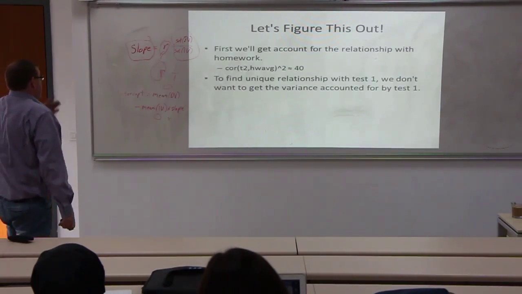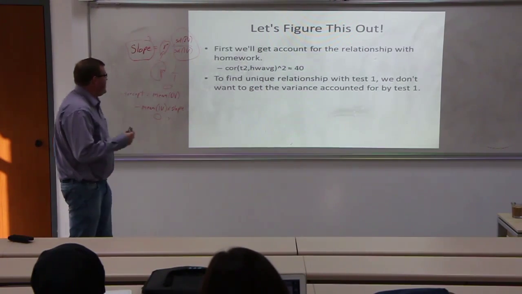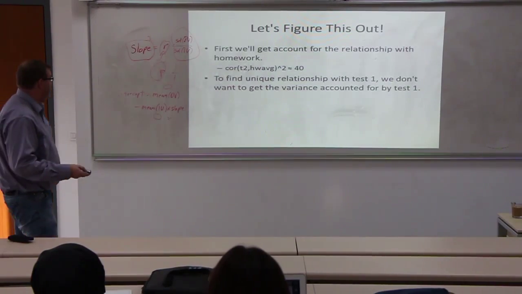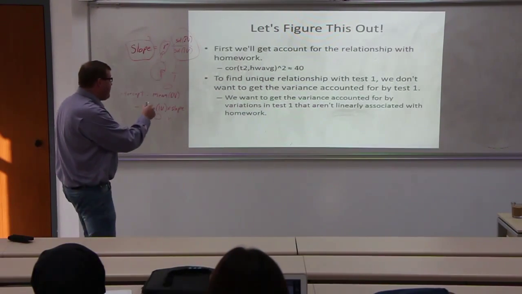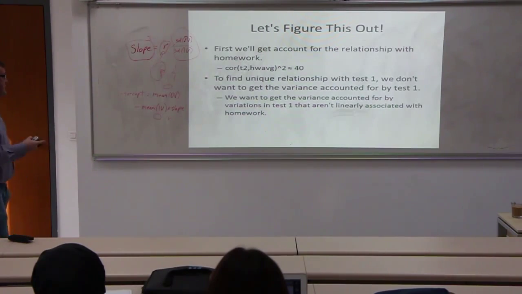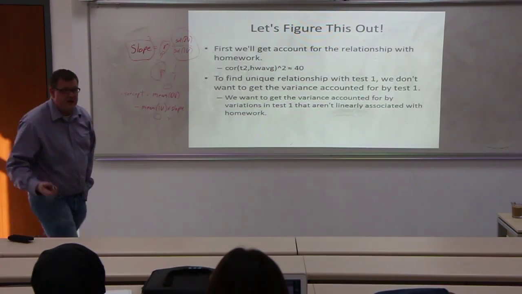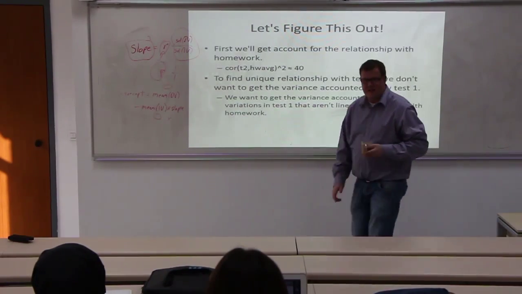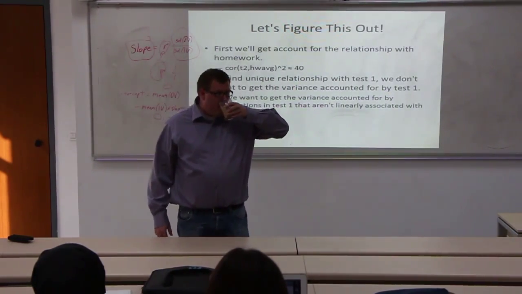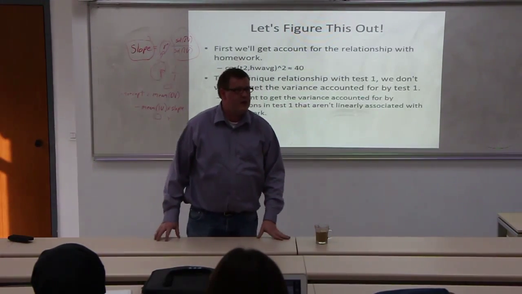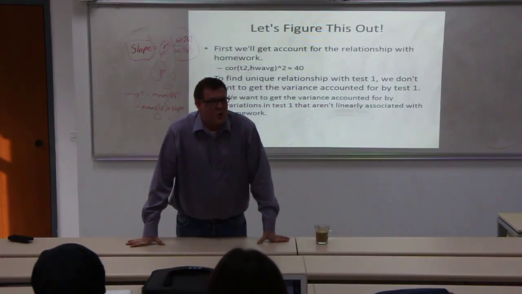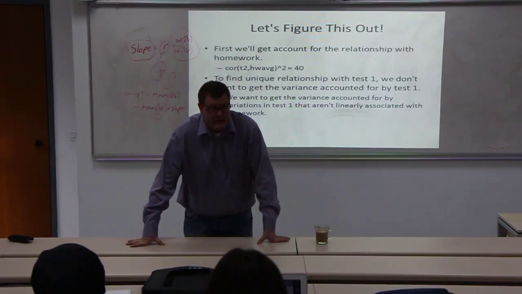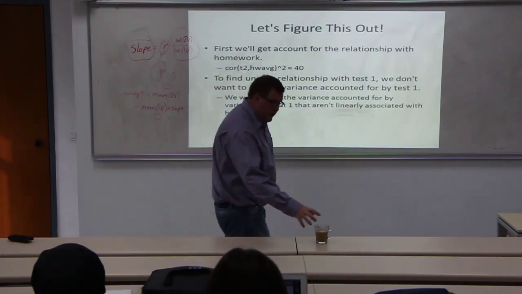So to do this, we don't want the variance accounted for by homework. We want the variance accounted for by the variations in test 1 that aren't linearly associated with homework. Can anyone explain that better than me? Is it 1 minus r squared? There's going to be a 1 minus r squared involved. Indeed, that's exactly right.